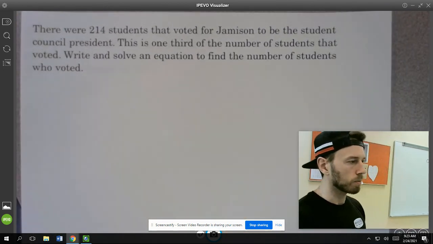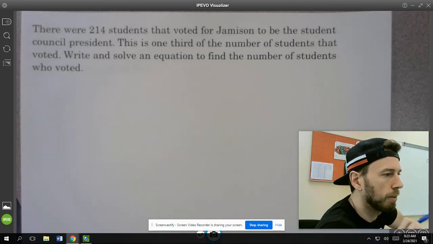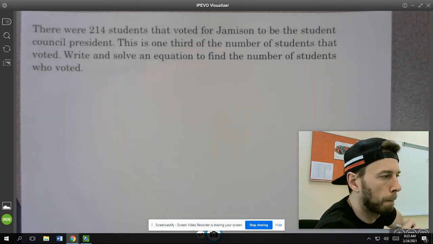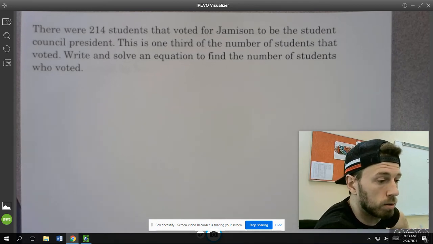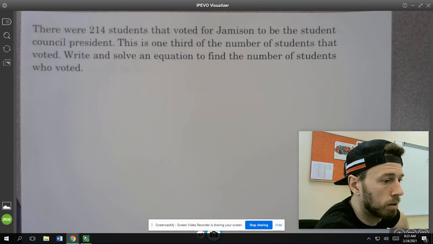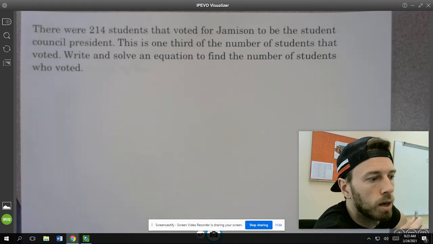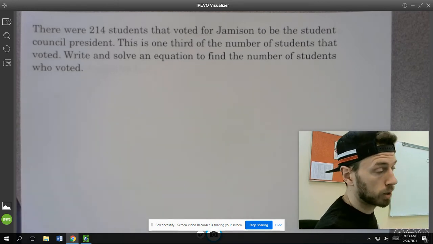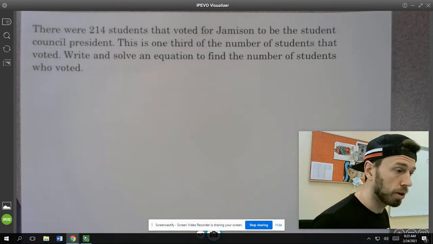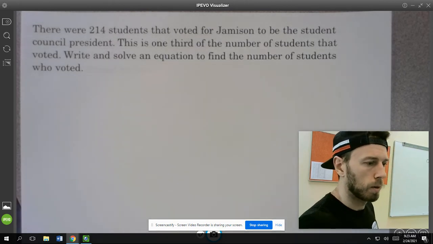Here's the next one. There were 214 students that voted for Jameson to be the student council president. This was 1/3 of the number of students that voted. So does that mean only a couple people voted, or like a ton of people voted? I mean, I would assume that a ton of people voted, and he got 214 of the votes. Actually got 1/3. Write and solve an equation to find the number of students who voted.